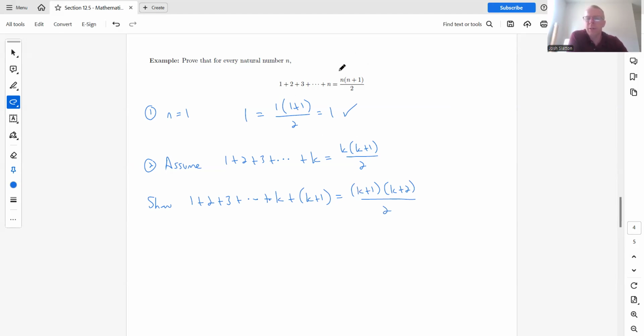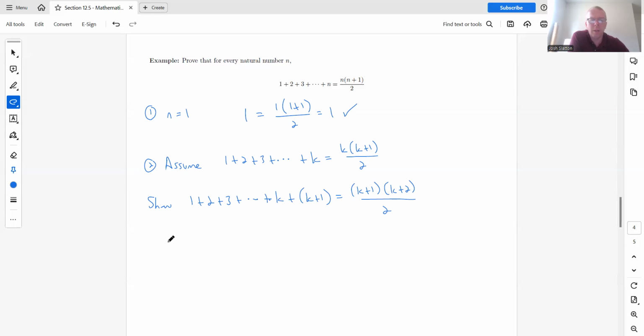All this formula says is that however many numbers we have here, we take the last number, multiply by the number that comes next, and then divide by 2. So if k plus 1 is our last number, we multiply k plus 1 times the number that comes next, which would be k plus 2, over 2.